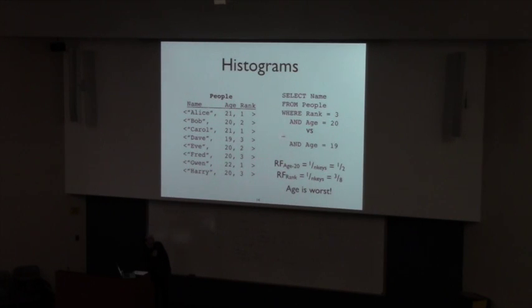So if I'm asking for select name, blah, blah, blah, where age is 20, selecting just on age is going to give me back four values. So if I'm trying to decide which of these two selection predicates to use as my indexing, if I have an index on both age and rank, and I'm trying to figure out which of these two indexes I need to be using, a uniform assumption is going to give me that I should be using the age, even though that ends up returning half of my entire data set.